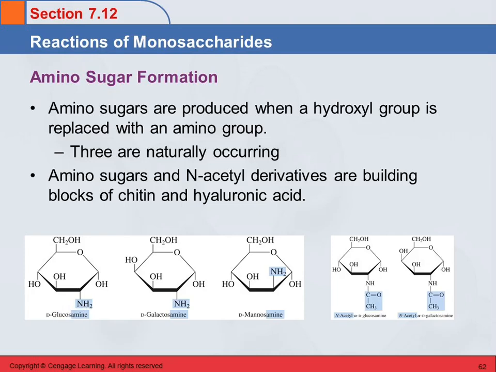And we're telling you about these because these compounds are going to come up when we discuss some of the metabolic reactions, and so you'll at least have some familiarity with them. So these amino sugars and the N-acetyl derivatives are building blocks of chitin and hyaluronic acid, which we'll talk about in Chapter 8.